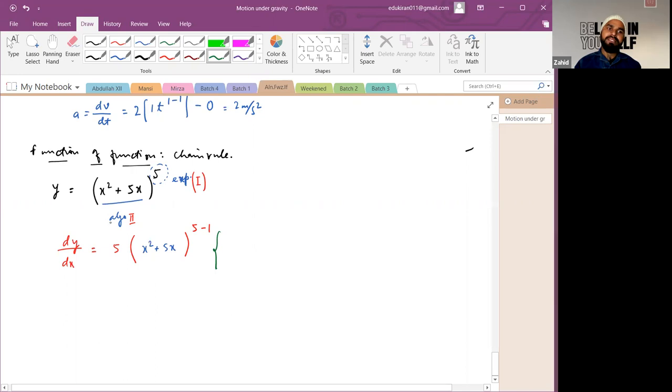Then differentiate the next innermost function. In this part, we have an algebraic function in which first is x squared, so it will be n x to the power n minus 1, plus 5x, 5 being a constant, take it outside, x having exponent 1, so it will be 1 times x to the power 1 minus 1. Now simplify the whole term, you will get 5 times (x squared plus 5x) to the power 4 times (2x plus 5) as the whole differentiation.